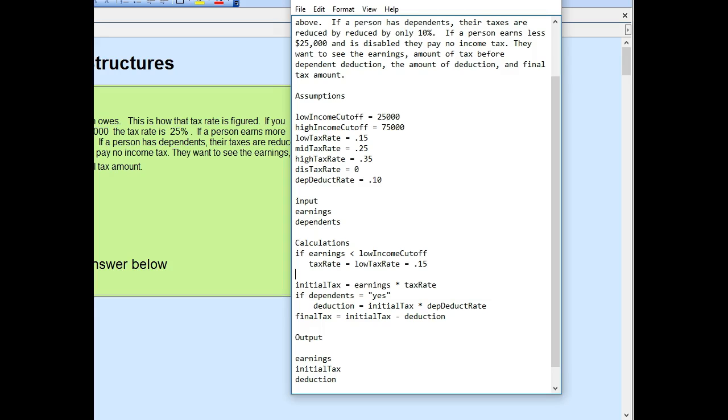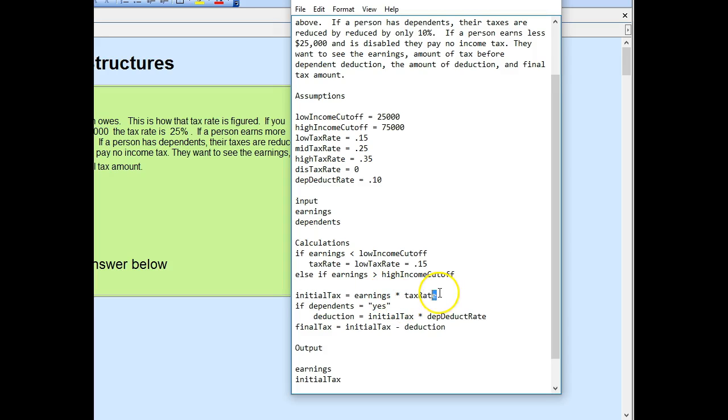We'll say, well, we're going to use else if, because that means that, well, if it's not the one above it, then do this test. And that'll be if earnings are greater than the high tax rate. Oops, I cut off. And if that's true, then our tax rate is going to be equal to the high tax rate.